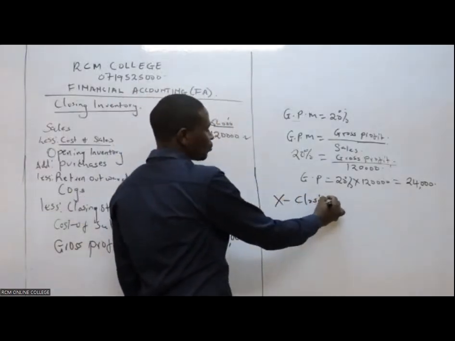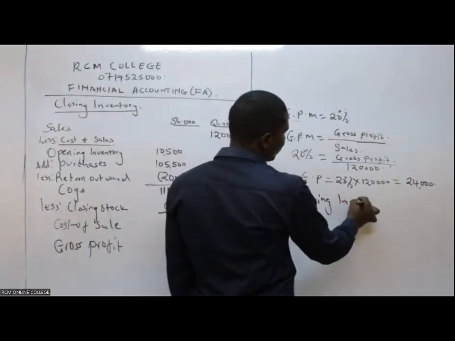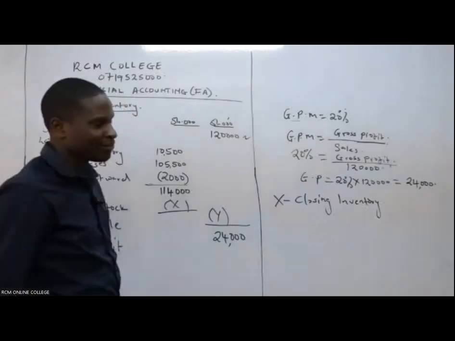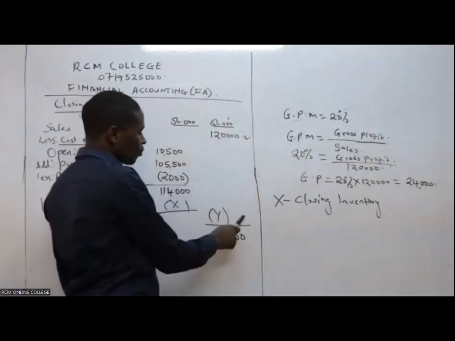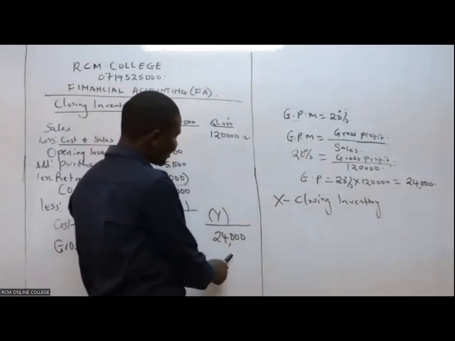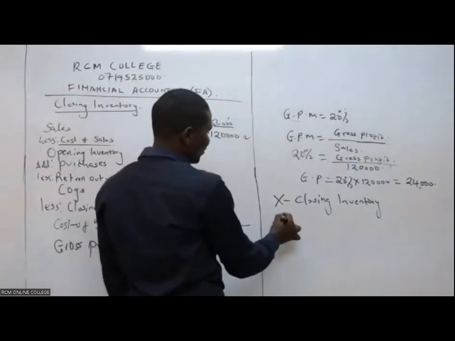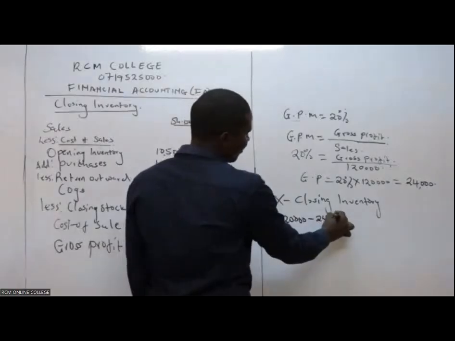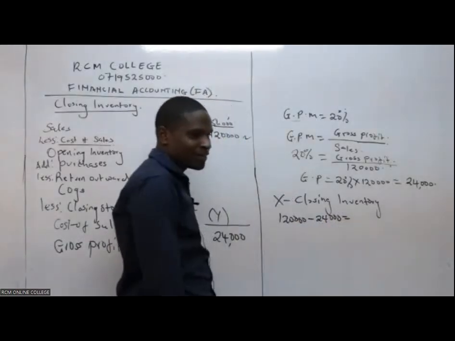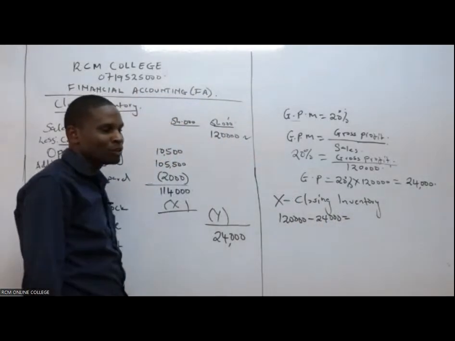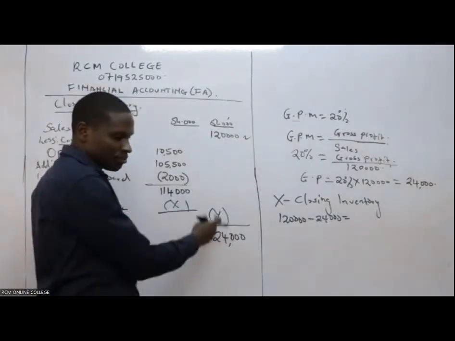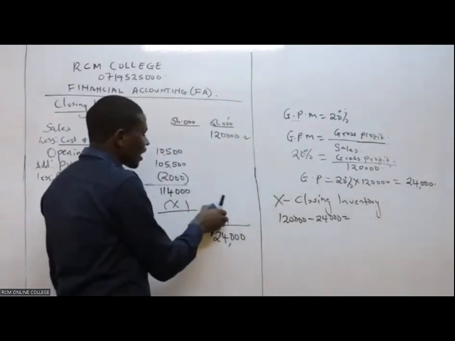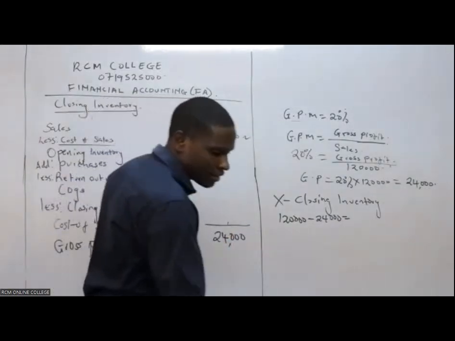So somebody to get Y fast. Closing inventory is what we are interested in. It will be 120 minus Y is equal to 24. So it is 120,000 minus 24,000. That will give you what? How much are you getting? A good student can give me this very fast. 96,000. So my Y there is 96,000.